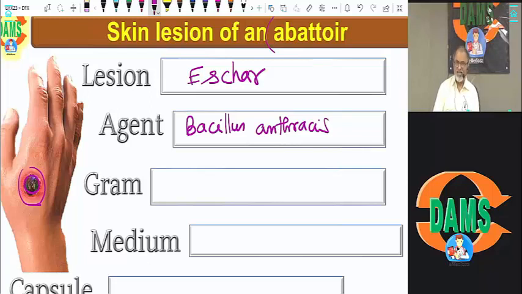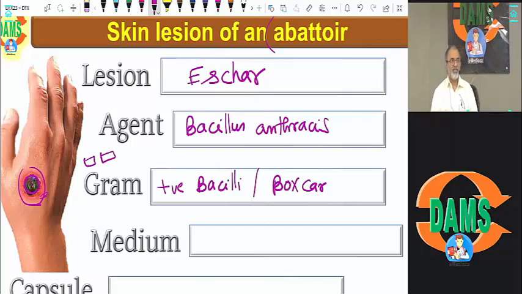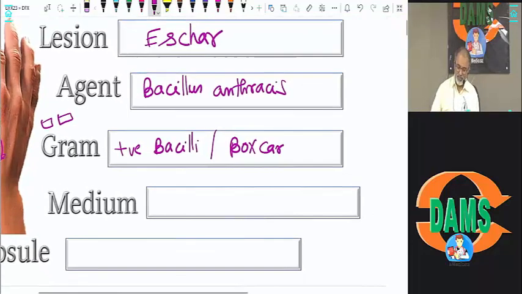What is the gram smear? Gram positive bacilli. What is the arrangement? Bamboo stick, you get it from the culture. This is from specimen. So gram positive bacilli, boxcar appearance. In the specimen, you get boxcar. In the culture, you can get bamboo stick with spores. Here no spore. Boxcar appearance.